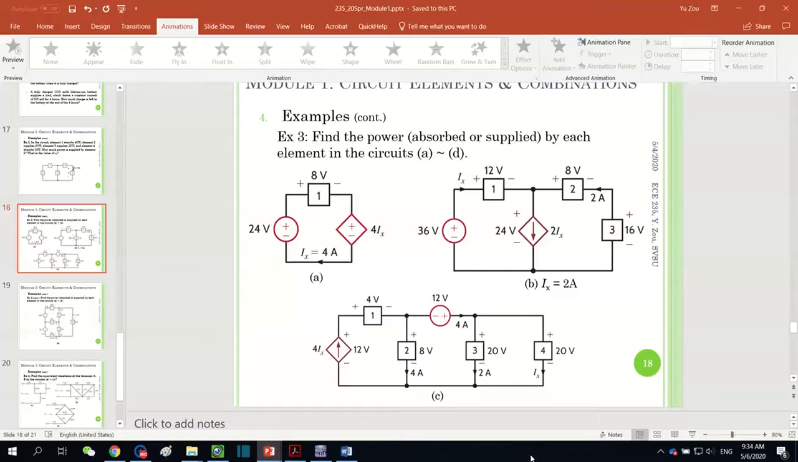Now let's take a look at example 3. Find the power of each element in the circuits A through D. So here we are seeing A through C, and the D circuit is on the next page. So let's go over circuit A here. We are seeing 3 elements along one single loop. Okay? And along this loop, you have one unique current, Ix, 4 amperes. So we can tell easily that each element here has the same current of 4 amperes. Let's see how to find the power for each one of them.